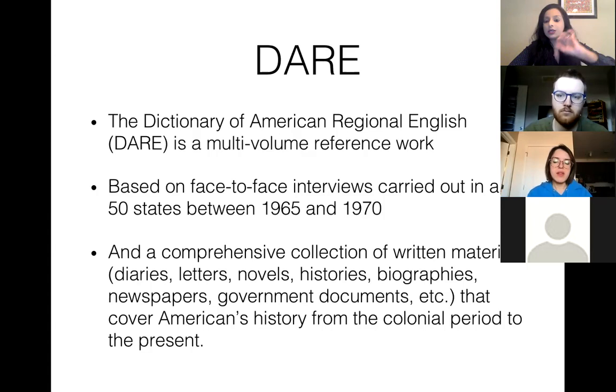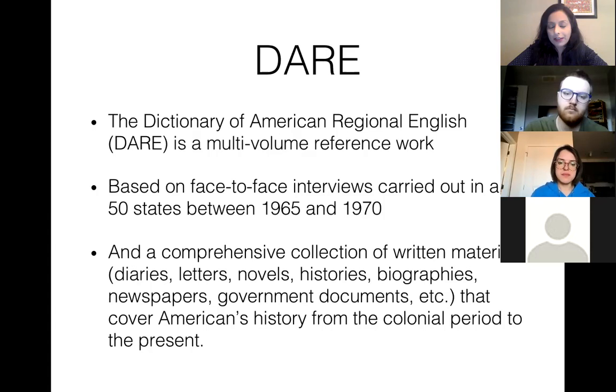You can see all the written material that they've collected across a period of 5 years. I believe that they have run out of funding, so I don't think that they're doing any new work, but all the work that has been carried out before is open access and I think available for you to see. So I highly recommend taking a look at the DARE's website.